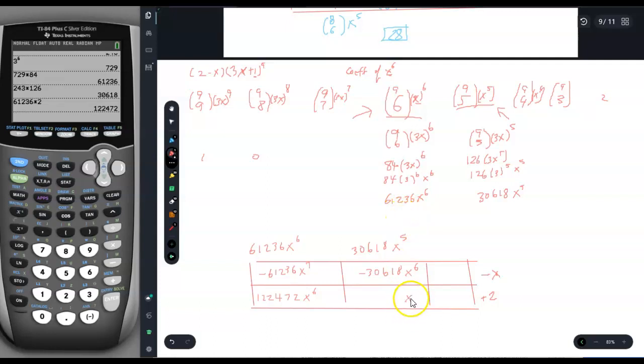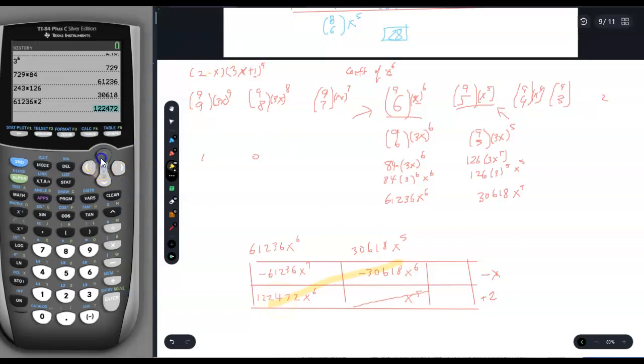So this is going to be an x to the 5th term, so we know we don't need it, right? This would be 2 times that, x to the 5th, so unnecessary. So we have two contributions. We have these two contributions. These combine together to make the x to the 6th term.